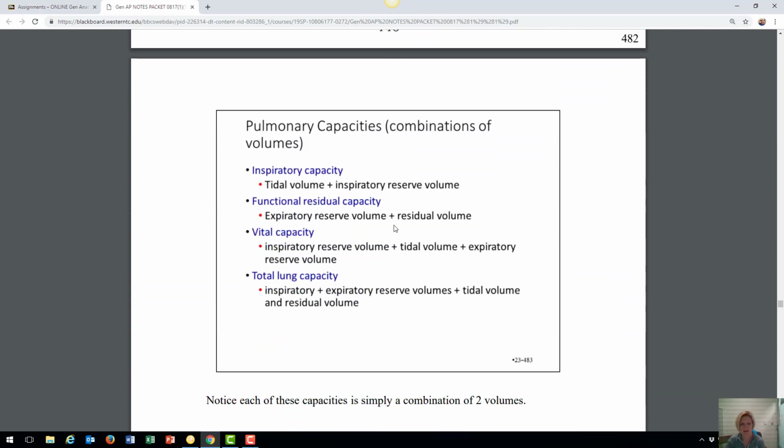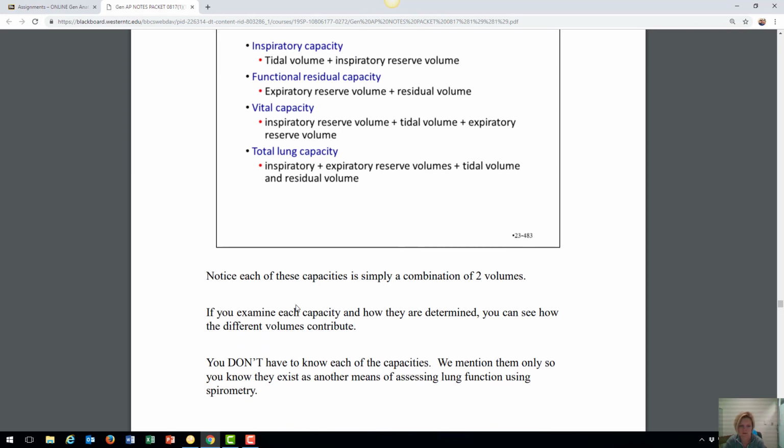So we also have capacities, which when we add volumes together, we get these capacities. And you'll learn more about this in advanced A&P, so we're not going to test you on the capacities. So don't worry about studying that in great detail just yet.